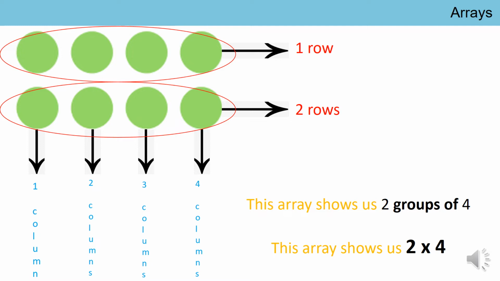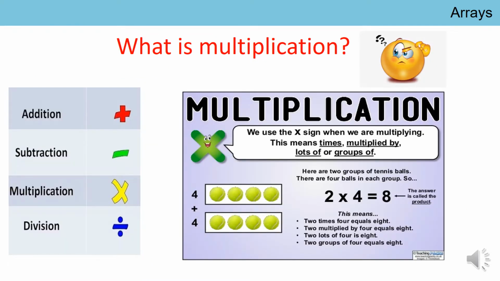I could also look at this using repeated addition. My repeated addition number sentence would be 4 plus 4. This helps us with multiplication, and we had a look at this yesterday, as multiplication is an operation. Can you remember how many operations we have? Yep, that's right. We have 4 operations, 4 calculations we use. We use addition, subtraction, multiplication, and division. We're obviously focusing on multiplication today.